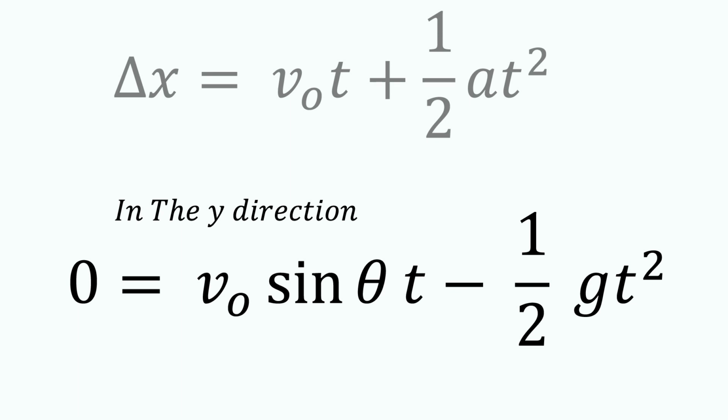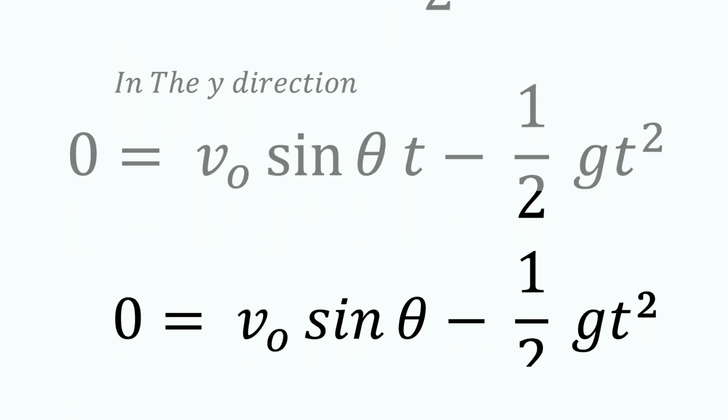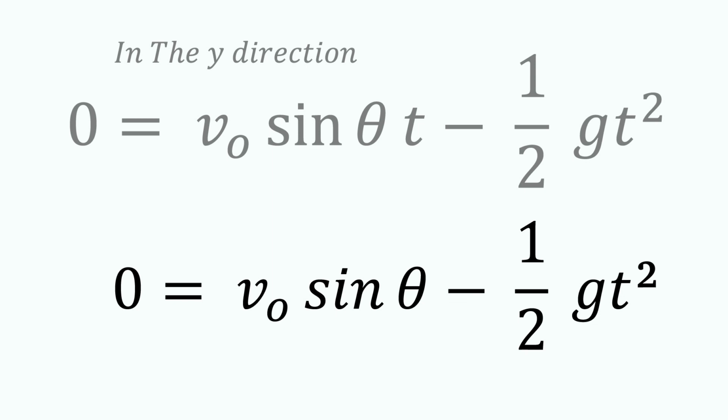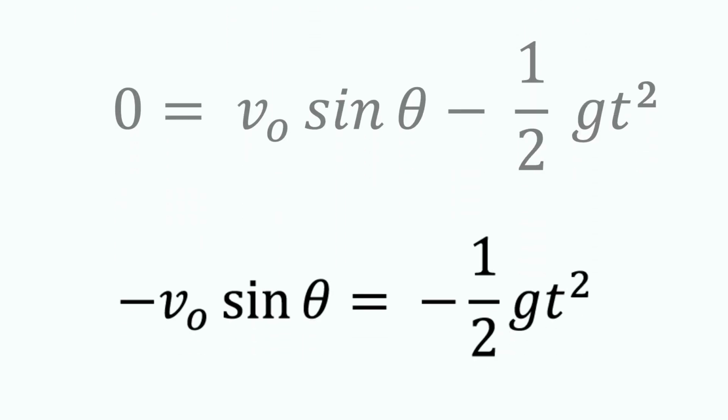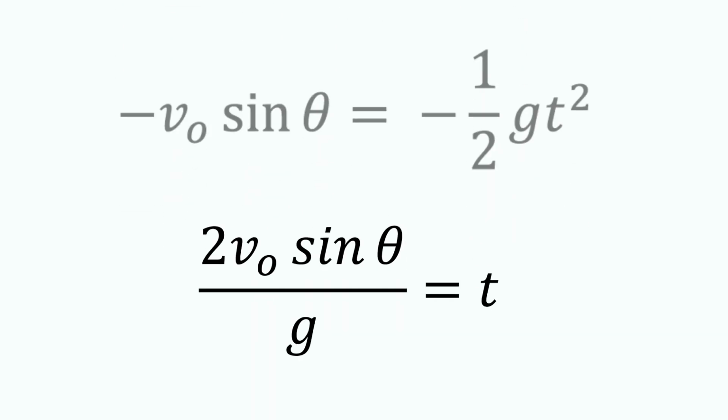0 equals v naught sine theta t minus 1/2 g t squared. One of the t's will drop out and we'll get negative v naught sine theta equals negative 1/2 g t. Multiplying through by negative 2 over g on both sides, we get 2 v naught sine theta over g equals t.